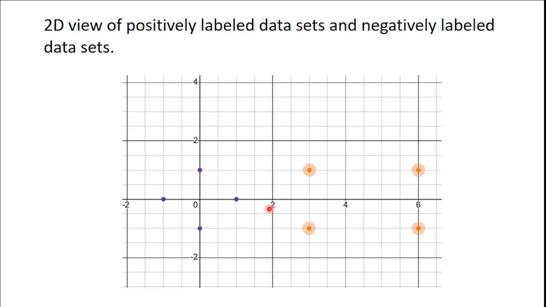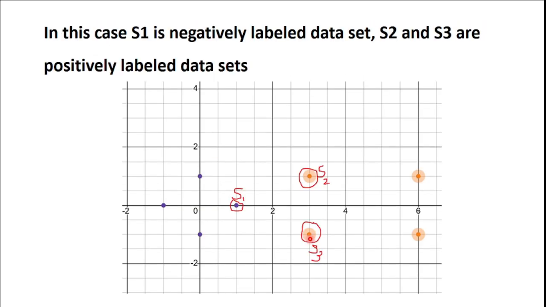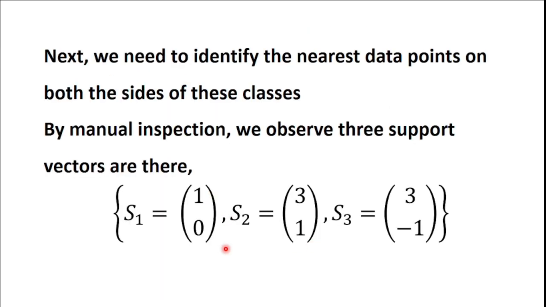When we look at this 2D view, we can clearly say what the support vectors are. The support vectors are the vectors that lie near the hyperplane. The hyperplane will come over here by physical view. So the support vectors are the point (1, 0) and the points (3, 1) and (3, -1). These are the support vectors: s1 is (1, 0), s2 is (3, 1) and s3 is (3, -1).